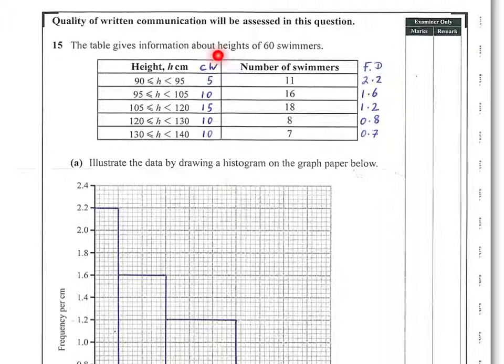Find the class width. Frequency density is going to be our frequency divided by the class width. So there's the frequency densities, and then plot them carefully.